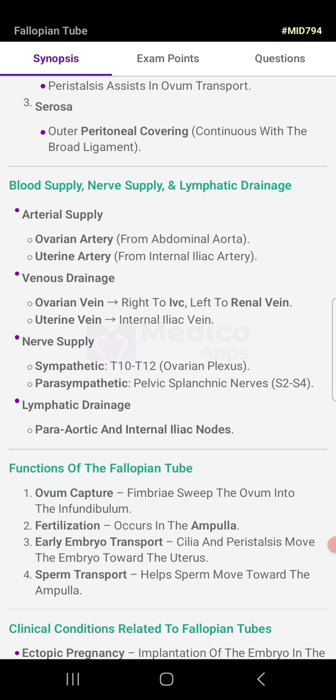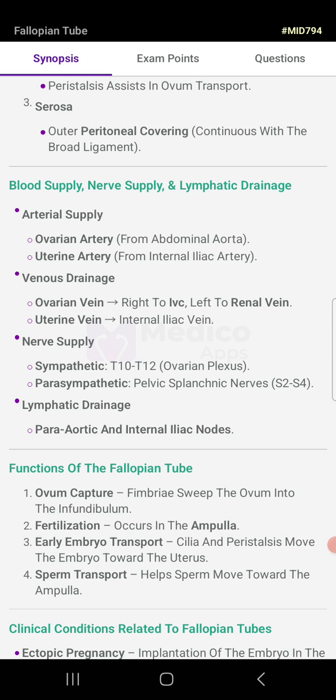Blood supply, nerve supply and lymphatic drainage. Arterial supply: ovarian artery from the abdominal aorta, uterine artery from the internal iliac artery. Venous drainage: ovarian vein, right to IVC, left to renal vein. Uterine vein, internal iliac vein.